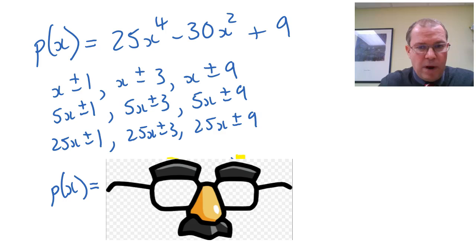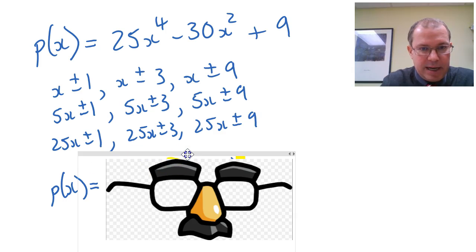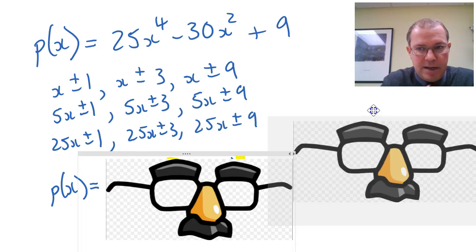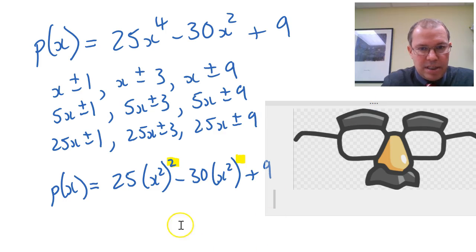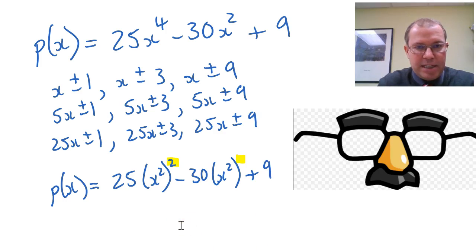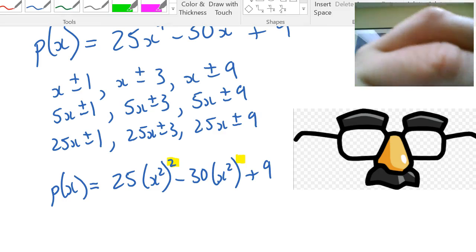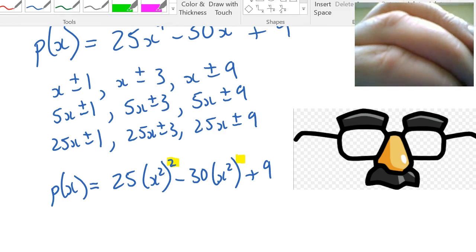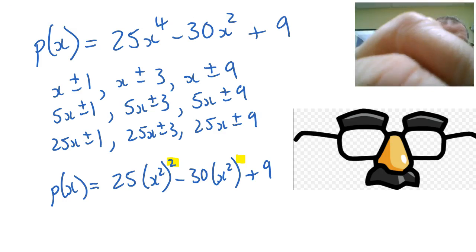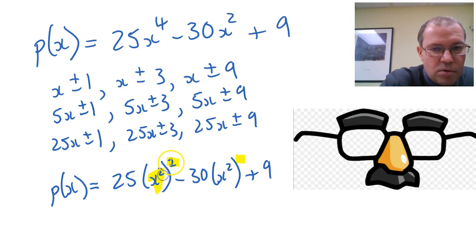And you may be wondering why I've got a disguise down there. Yes, this is actually a quadratic in disguise, so let's remove this disguise over here, and what you can see is it is actually a quadratic in disguise. We would call this a quadratic in x squared, because what we have here is, rather than 25x squared minus 30x plus 9, we've got 25x squared all squared minus 30x squared to the power 1 plus 9. So it's a quadratic in x squared.